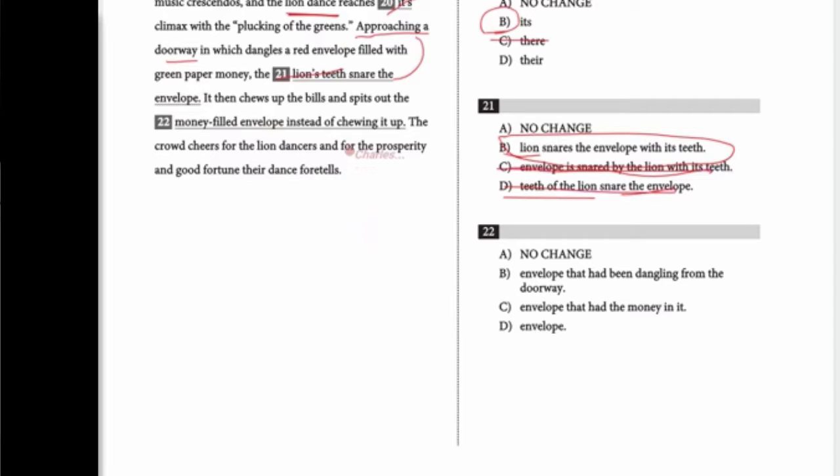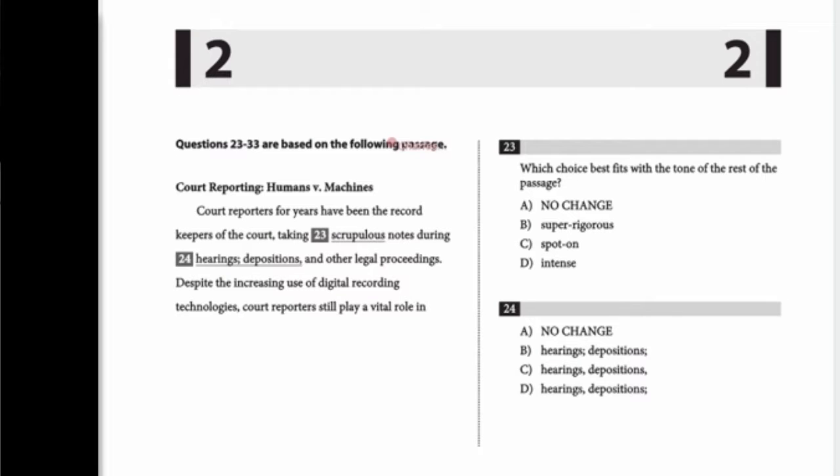22, it then chews out the bills and spits out money-filled envelopes instead of chewing it out. Envelope that had dangled from the doorway, envelope that had the money in it, envelope. Okay, shortest is best, envelope. That is the most concise. We don't lose information with that because we already said the envelope's dangling from the doorway. We already said it has money in it. And there's no reason to say it's money filled when we already told it's filled with green paper money. So D, envelope, is the most concise and correct. It then chews up and spits out the envelope only. 22 is D.